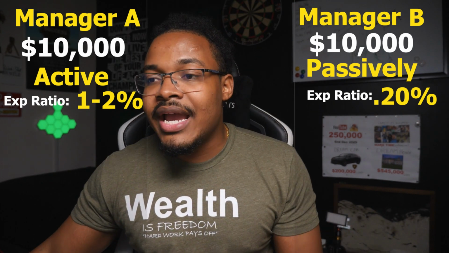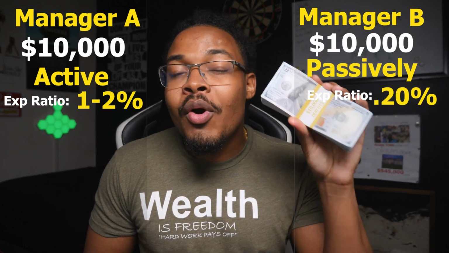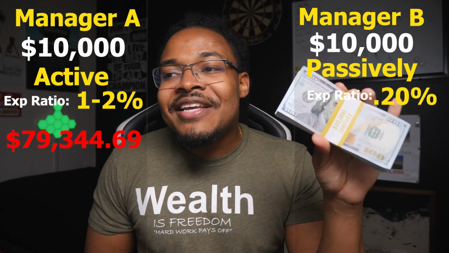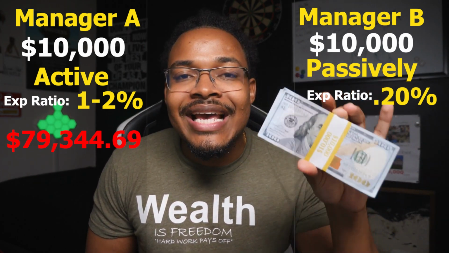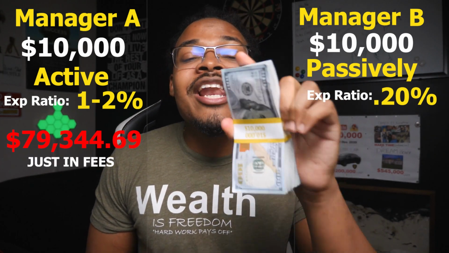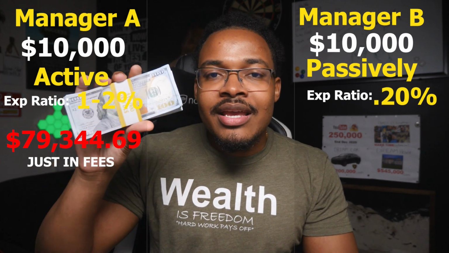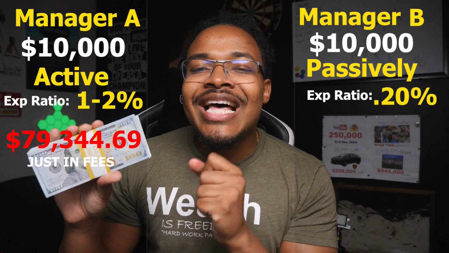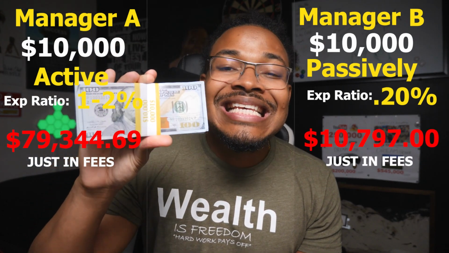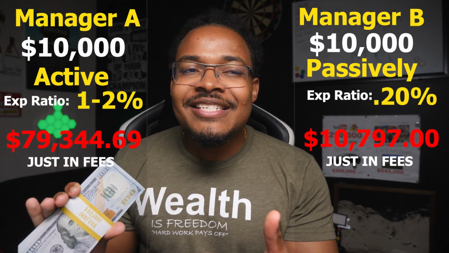Because here's the math, okay? In about 40 years, manager A at 2% is going to cost you around $79,344.69 just in fees, not including the taxes. However, this one right here at 0.20% is only going to cost you around $10,797. So that is the big difference, and it's not a small one either. It's like a $69,000 difference.